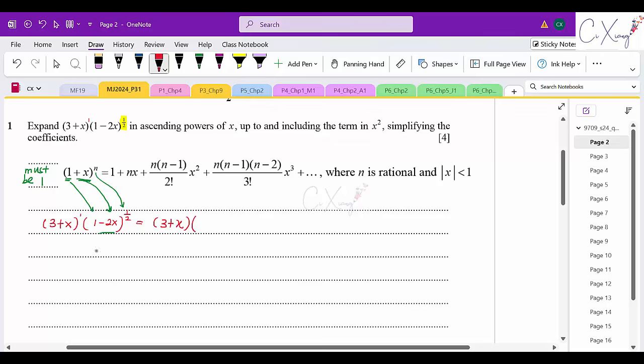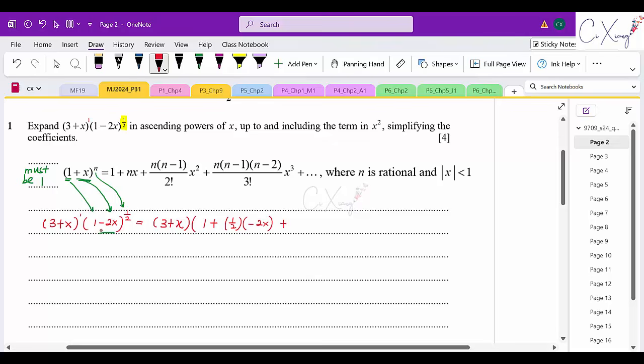For the second bracket here, the first term is a 1, so I put a 1. The second term is nx. So what is the n here? My n in the question is half, and x is the negative 2x. So I have half multiplied by negative 2x.